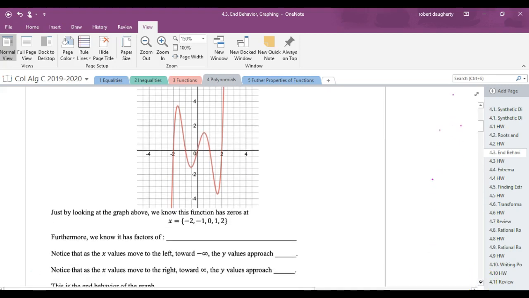We know this function has zeros at x equal -2, -1, 0, 1, and 2, okay? Now, what are the factors of this polynomial?